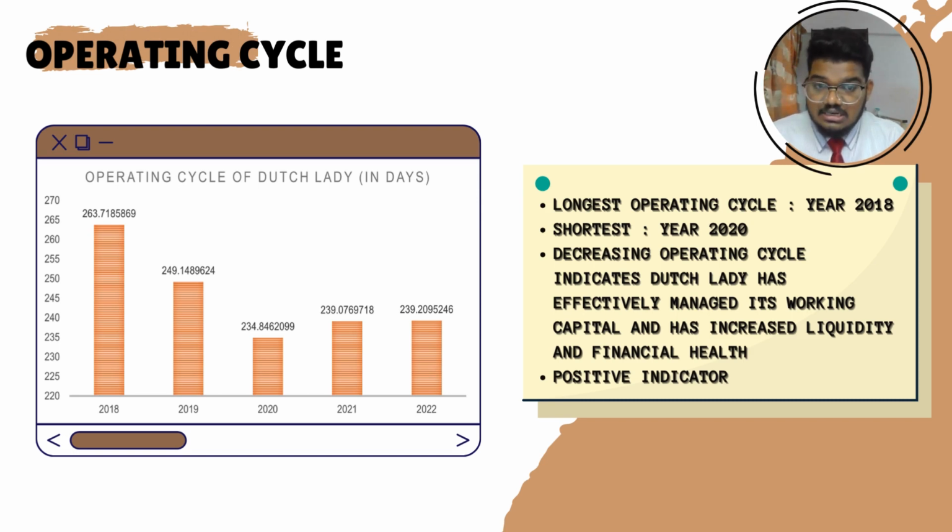Between all these years, 2018 had the longest operating cycle, while 2020 had the shortest. Due to the fact that Dutch Lady is a well-known company, it is essential for the company to engage in this endeavor in order to maintain healthy liquidity management and efficient working capital.